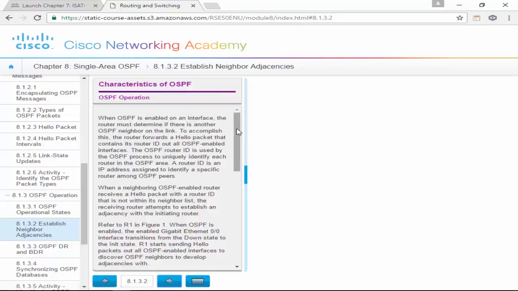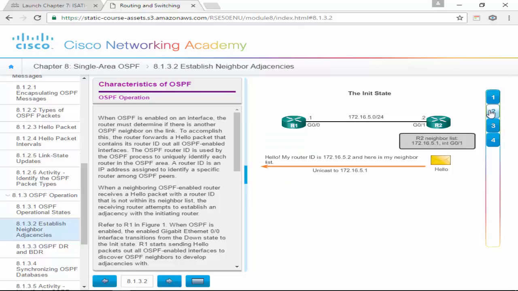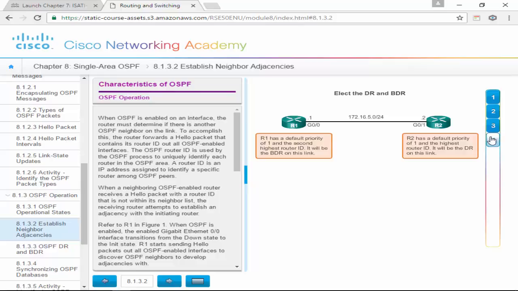So how do you establish neighbor adjacencies? Well, first it goes from down state to the initiation state. What does this actually mean? Hello, my router ID is blah. Is anyone on this link, right? And it says, yeah, I'm in the same network, so we can talk. So then it goes into two-way state and sends all the stuff, and it picks out the DR and BDR of this network.